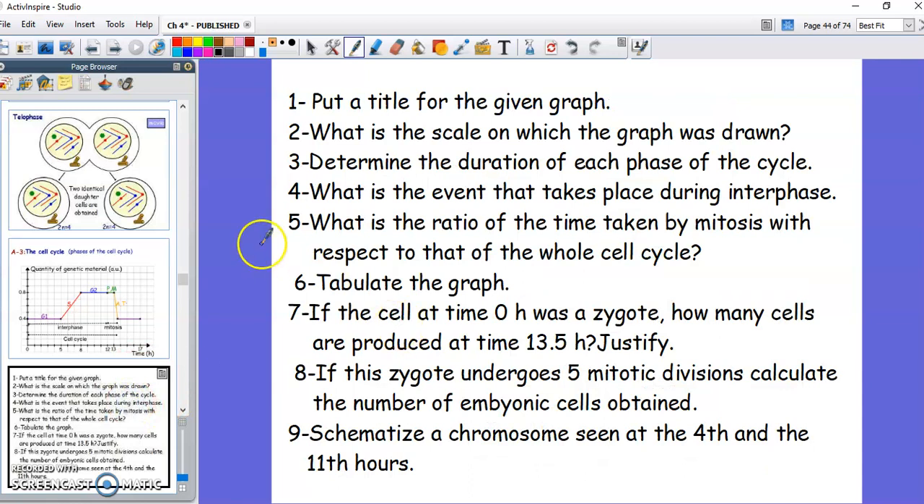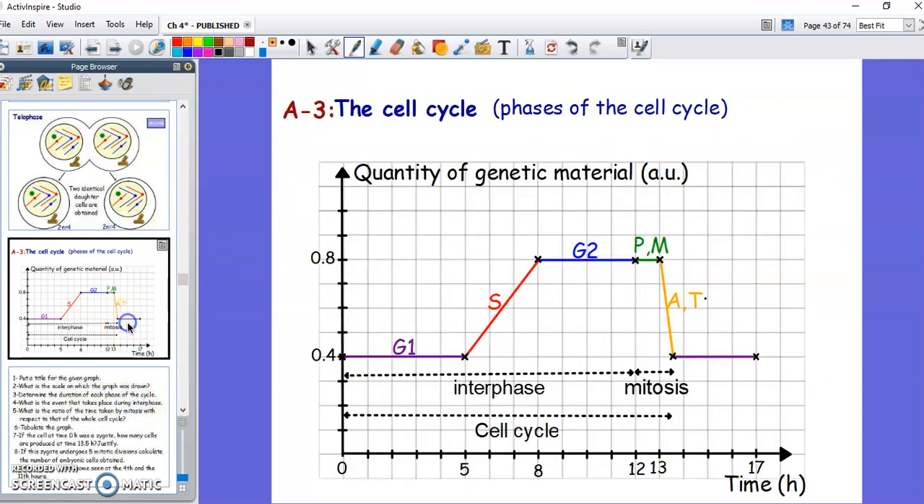Now, what is the scale on which the graph was drawn? As we notice here, on the y-axis we have 0.4 arbitrary units, and here we have 1 hour for each division.